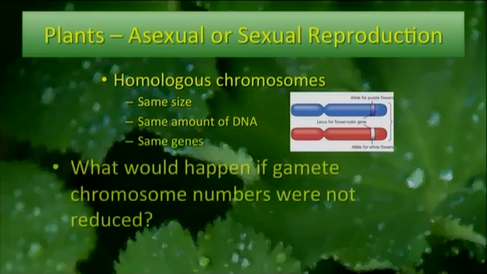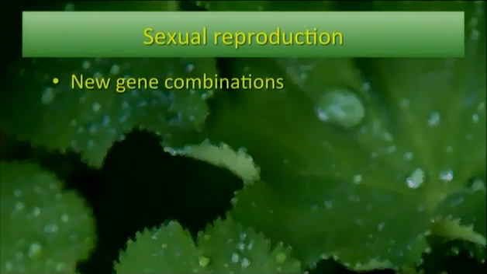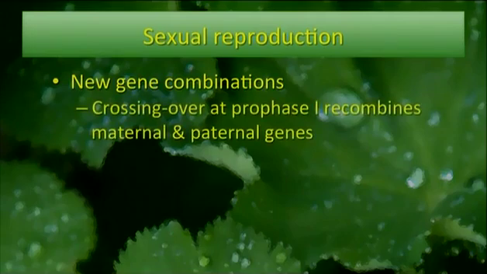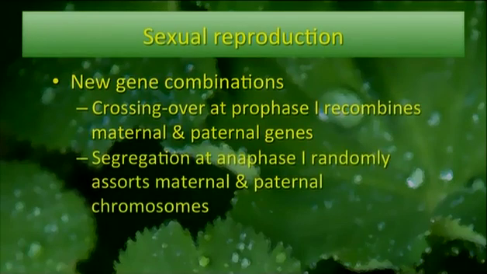So what would happen if the gamete chromosome numbers were not reduced? I'll let you think about that, and you can try to answer that question. Sexual reproduction allows for new gene combinations. Crossing over at prophase 1 recombines maternal and paternal genes. Segregation at anaphase 1 randomly assorts maternal and paternal chromosomes. It's another way that you get new gene combinations.